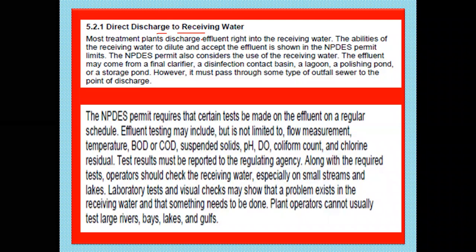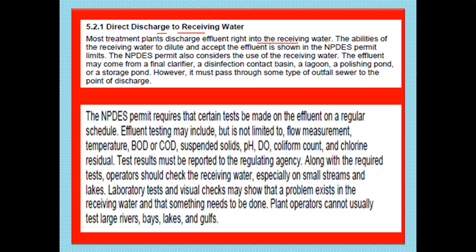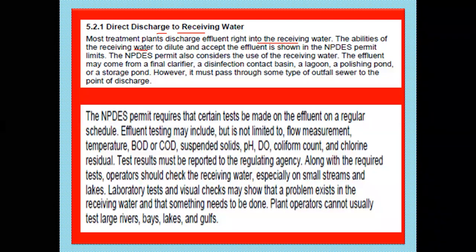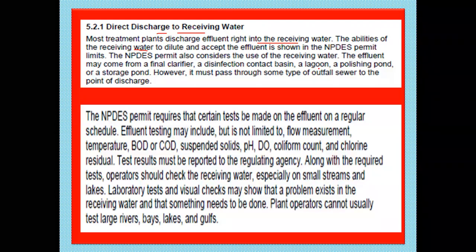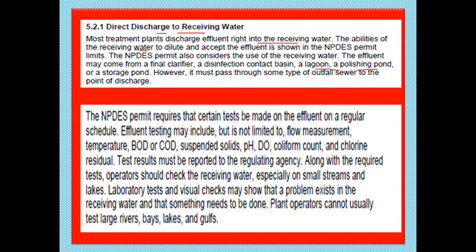Most treatment plants discharge effluent right into the receiving water. The ability of receiving water to dilute and accept the effluent is known as NPDES permit limits. Next, the effluent may come from the final clarifier, polishing ponds, lagoons, and storing of the effluent in the industry. The NPDES permits require certain tests to be made on the effluent on a regular schedule.